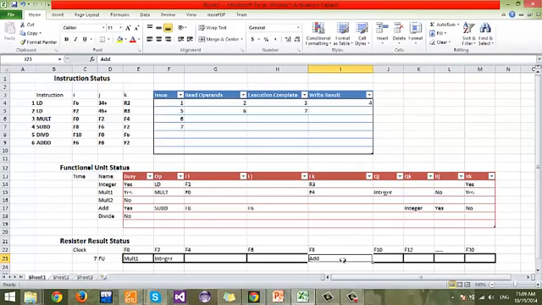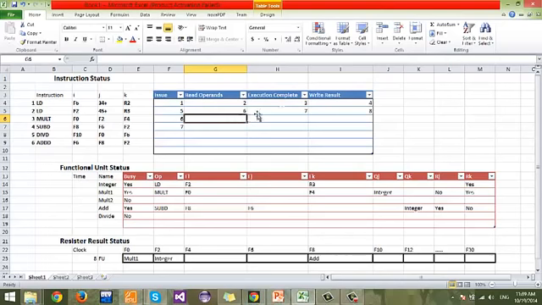This is all about clock cycle 7. What will happen in clock cycle 8? In clock cycle 8, first of all, load will write its result at the end of clock cycle 8.